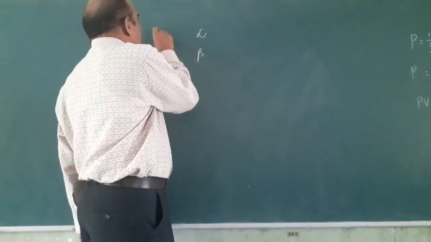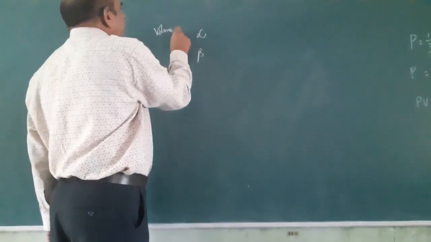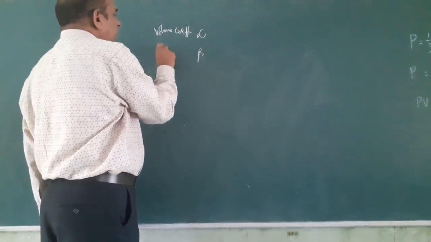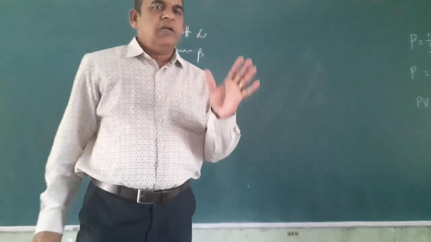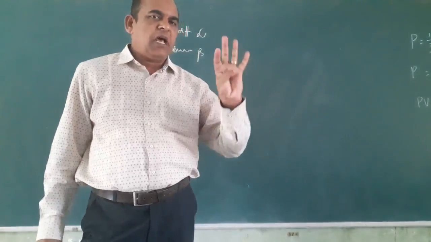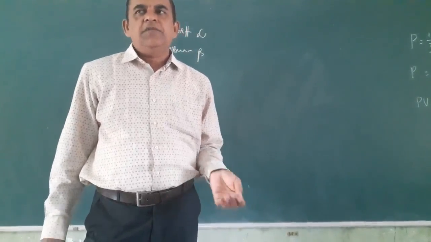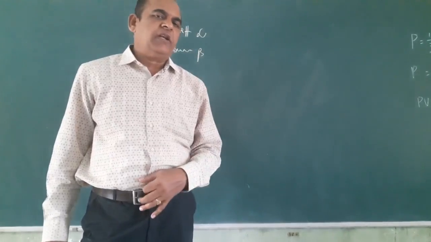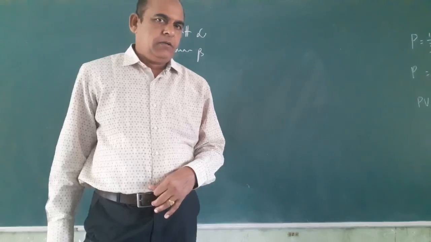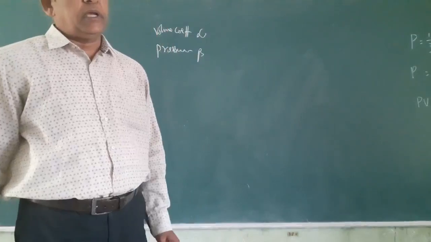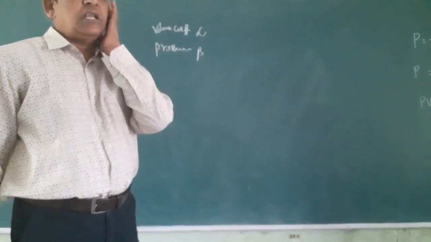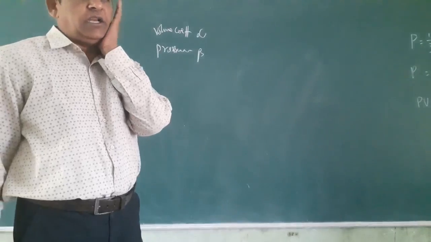One is the volume coefficient. Second one, the pressure coefficient. Solids have three coefficients of expansion: alpha, beta, gamma. Liquids have only a volume coefficient, that is gamma. But gases have a volume coefficient and a pressure coefficient, because when temperature increases, both volume and pressure can increase.